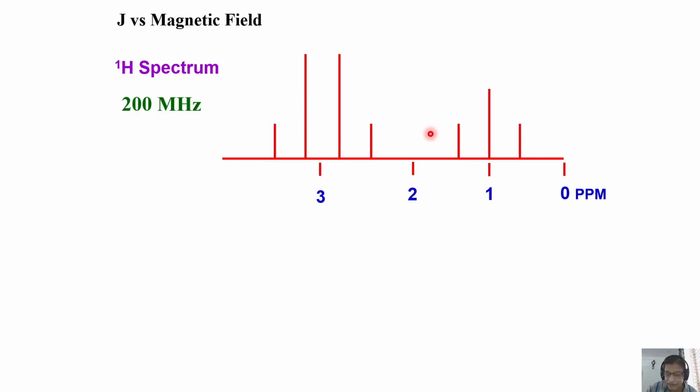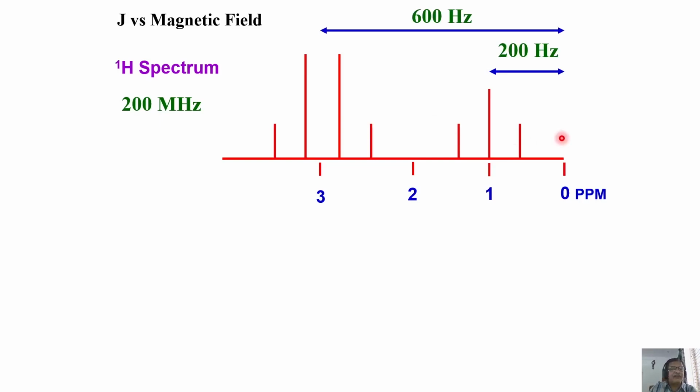Now, this is a spectrum at 200 megahertz. I'll measure this in frequency. At 200 megahertz, 1 ppm is 200 hertz. What is 3 ppm? 600 hertz. Now, if you measure the separation between adjacent peaks, you get the coupling constant. What is the separation? I measure it as 8 hertz. Okay, that is the 8 hertz coupling constant we measured.